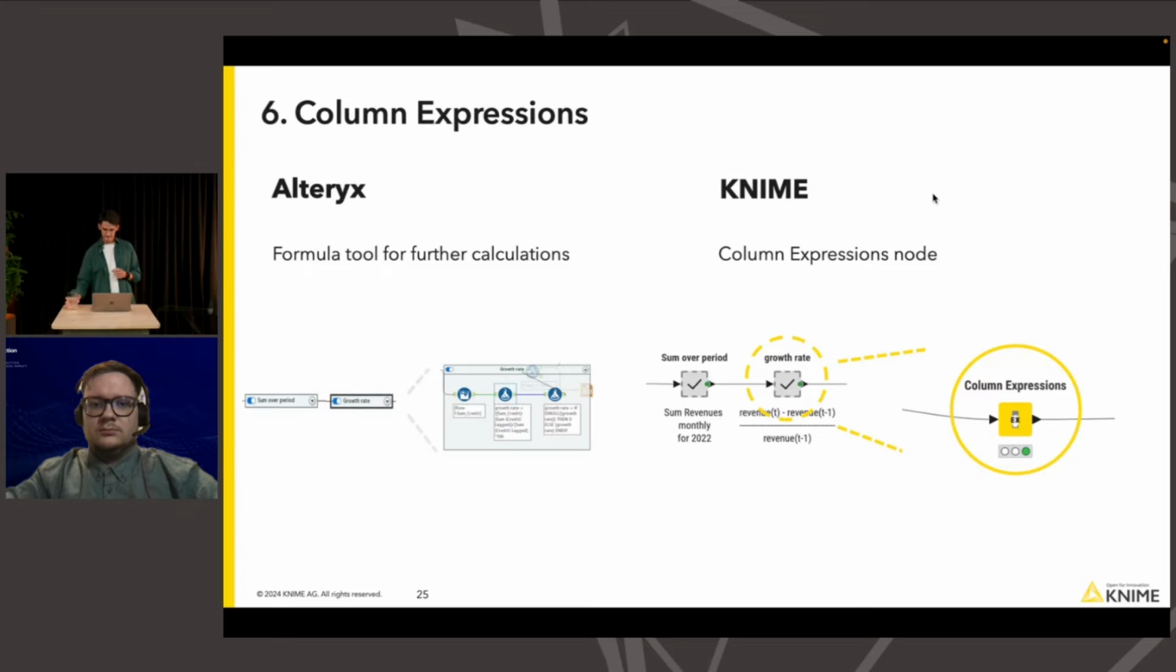In KNIME, you can use the column expression node, which is a very similar concept to the formula tool. So you can just type in a custom formula, or as they call it in KNIME, an expression. Also, KNIME, if you like granularity, has dedicated nodes for different transformations. So if you would like to just manipulate strings, you can select the string manipulation, and for mathematical computations, you can also have the math formula.